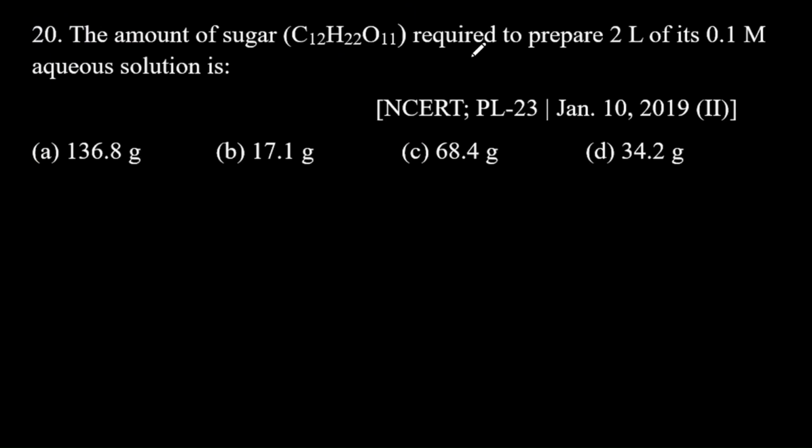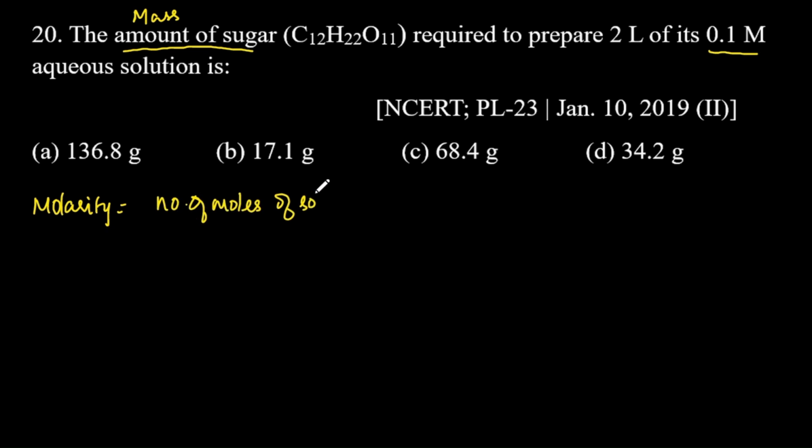The amount of sugar required to prepare 2 liter of its 0.1 m aqueous solution is. In this question, amount of sugar is asked. Amount is nothing but mass. Molarity is given. So from the formula, molarity is equal to number of moles of solute divided by volume of solution in liter. So the volume of the solution is already mentioned in the question, 2 liter. So the denominator is 2 liter. Now the numerator is number of moles of solute, which we don't know. And the left hand side is molarity.